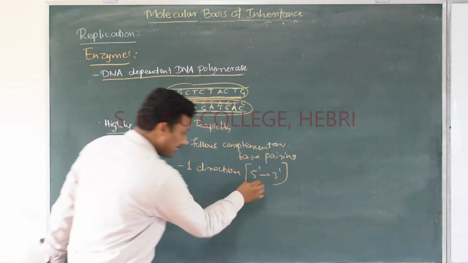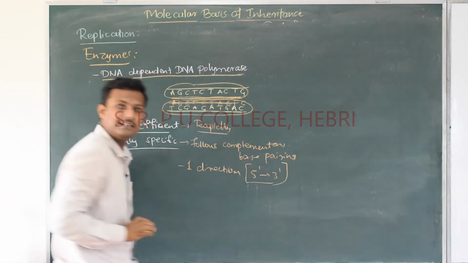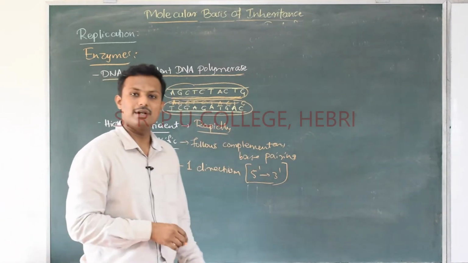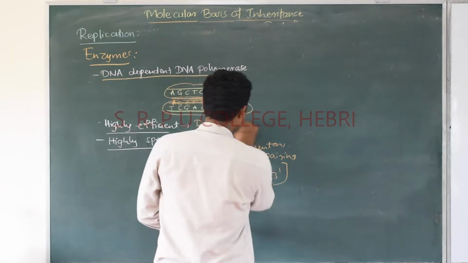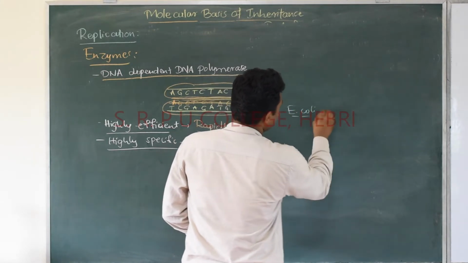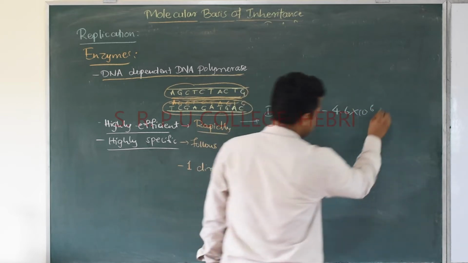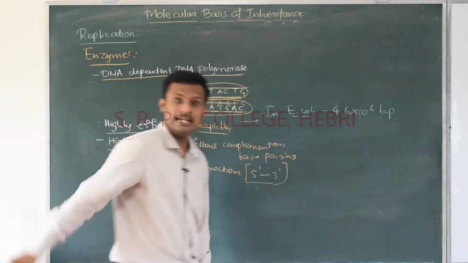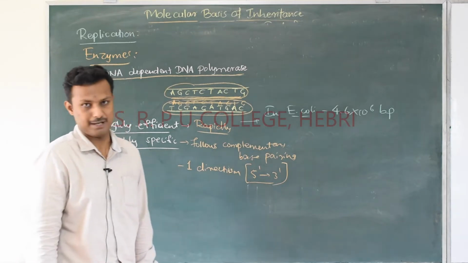Remember, right? It is directional only. And how rapidly does it happen? For this, we need to consider an instance. For example, in E. coli, there are 4.6 into 10 raised to 6 base pairs in the DNA of the E. coli, right?